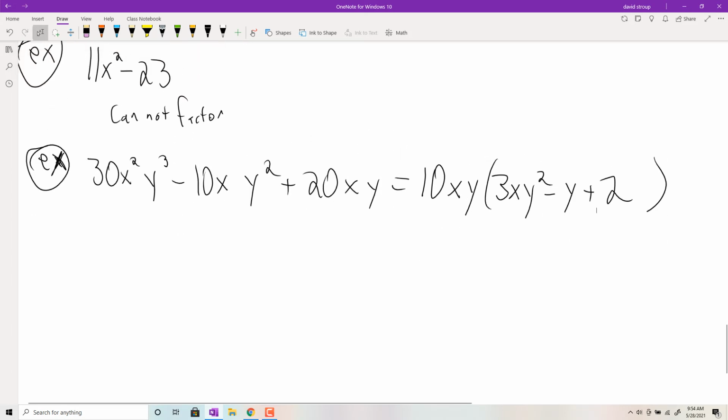Okay, so let's worry about something new now. Let's move on. Factoring out a negative coefficient in the first term.